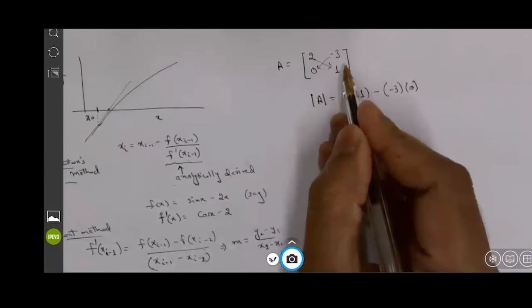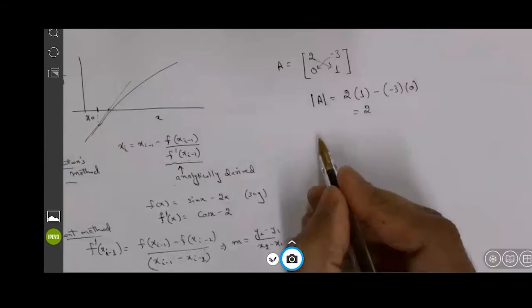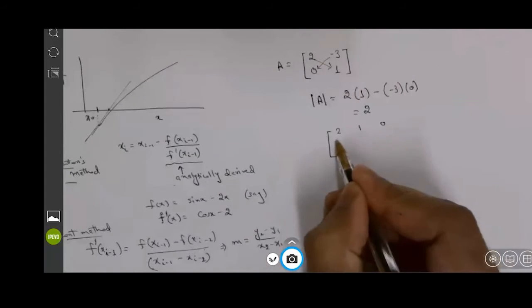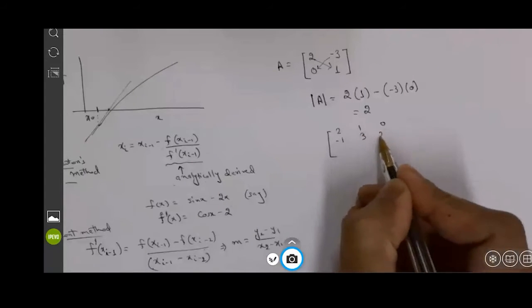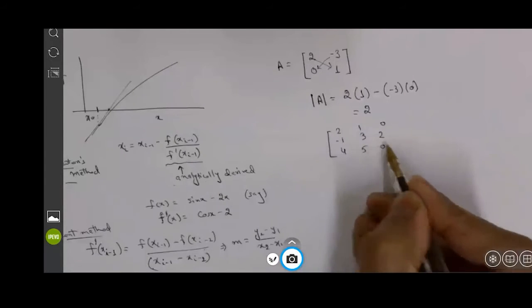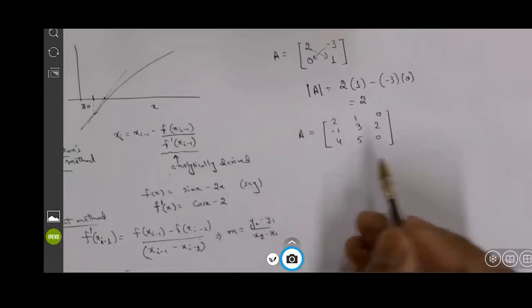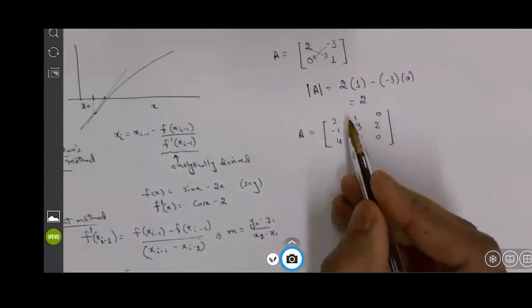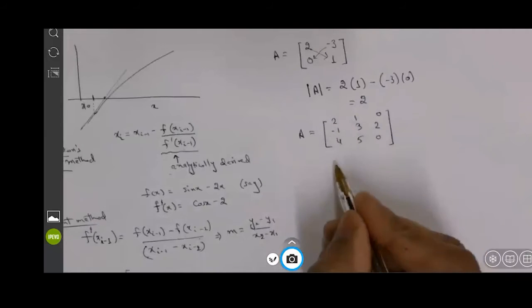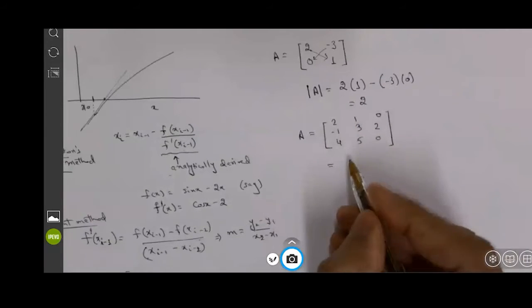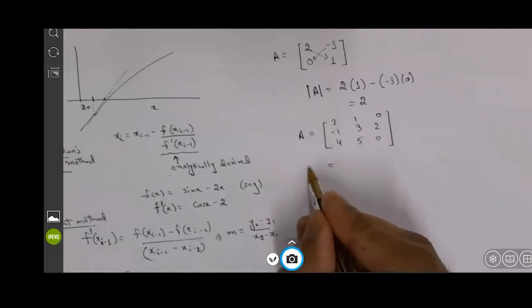Now this is just for 2 by 2. If you have a 3 by 3 matrix, 2, 1, 0, minus 1, 3, 2, 4, 5, 0, the determinant will be similar, but you have to be careful about some of the signs. So you basically take this number. Generally, the formula for calculating the determinant is, let me write it down.